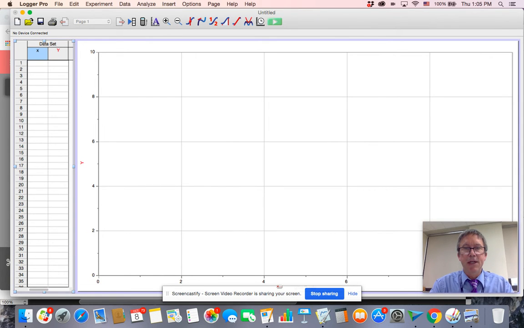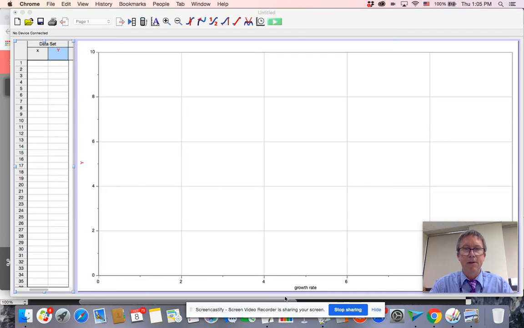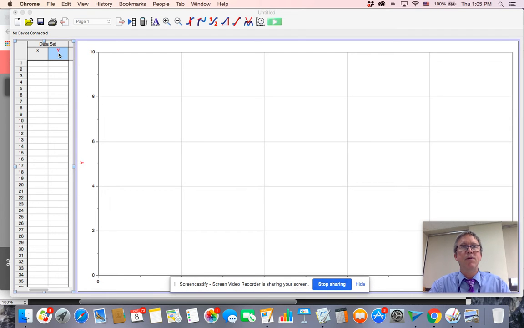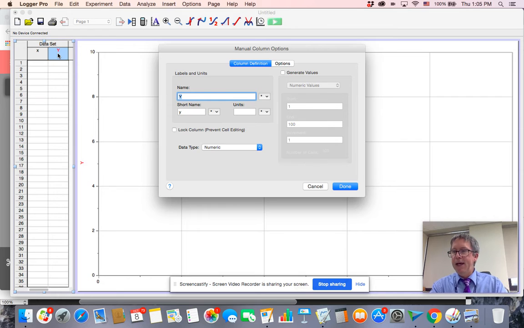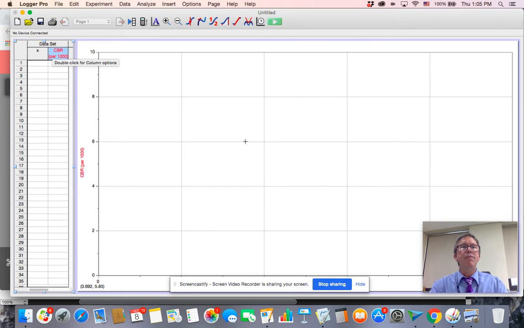I could put units here if I had them, but I don't. And then you'll notice down here, it says that I have growth rate. Then here, I'm going to go ahead and double click this, and that was crude birth rate. And my unit here I'll say is per 1,000 individuals. Okay, I'm going to go ahead and enter the data.